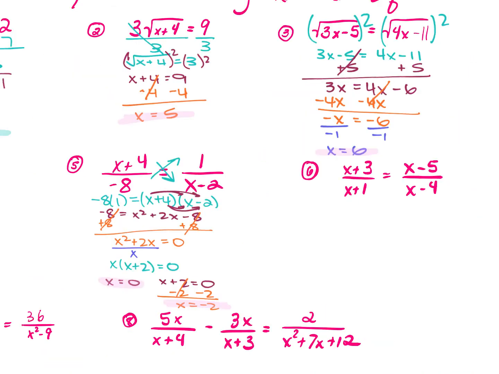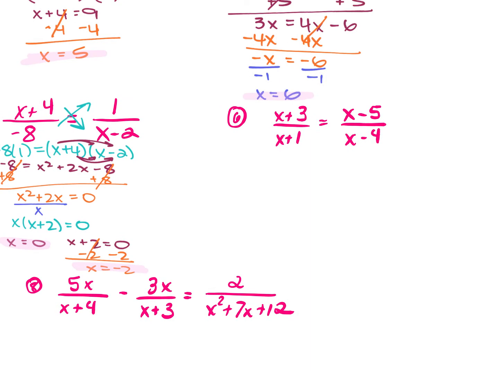For number 6, you have x plus 3 over x plus 1 is equal to x minus 5 over x minus 4. Same exact thing as the other two that we just did. You have a fraction is equal to a fraction, so cross multiply. You're going to have x plus 3 times x minus 4 is equal to x plus 1 times x minus 5. FOIL on the left side, FOIL on the right side.